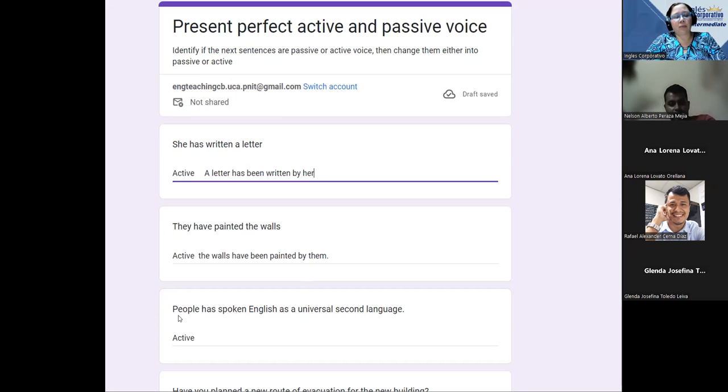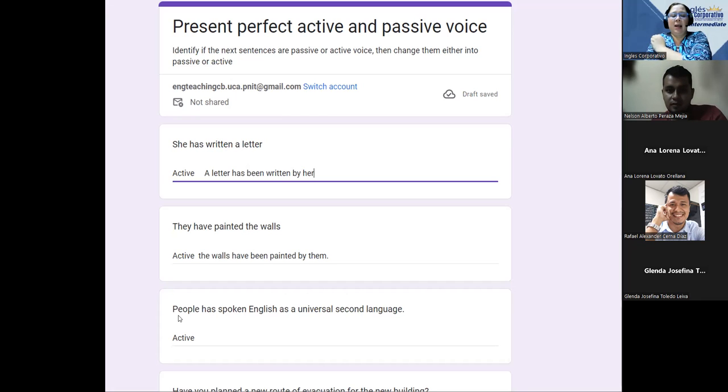Okay. People have spoken English as a universal second language. People is the subject. Has is an auxiliary. Spoken is the main verb in past participle. And then English as a universal second language is a direct object. In this case, only English is the direct object.